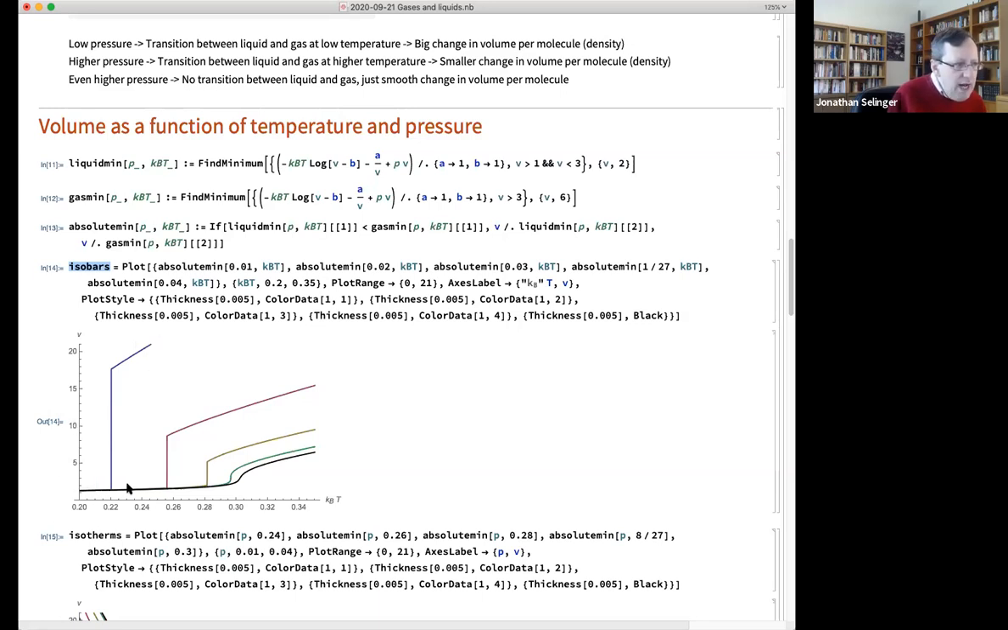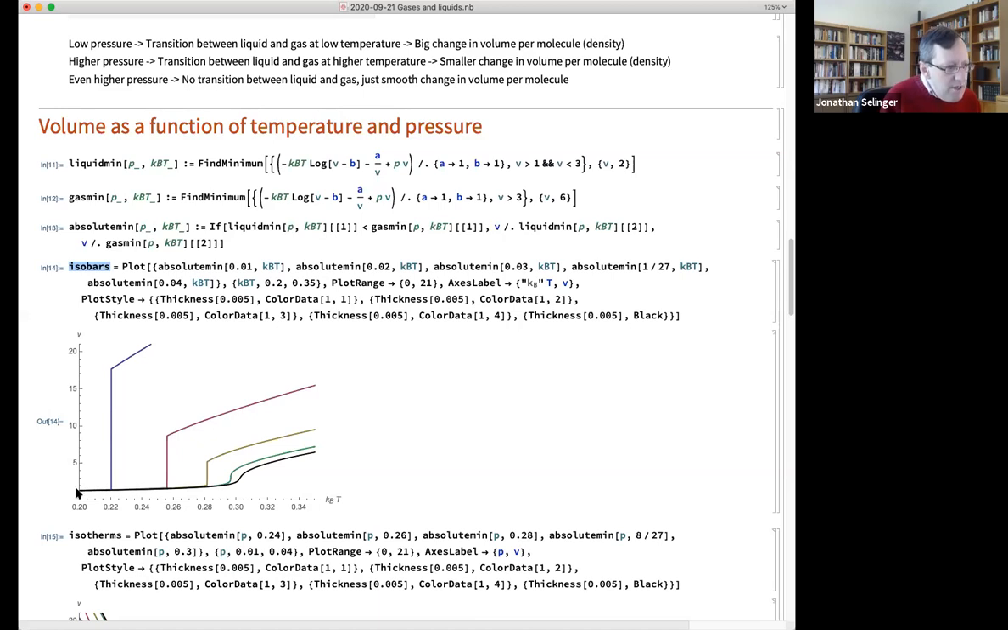Now we go to a higher pressure. We get this sort of purple plot. Okay, so there's the liquid state. The liquid phase persists up to a higher temperature. That is, it boils at a higher temperature. Now there's a jump from liquid to gas, and then the volume increases with temperature in the gas phase. Okay, now there's the yellow plot. That's even higher pressure.